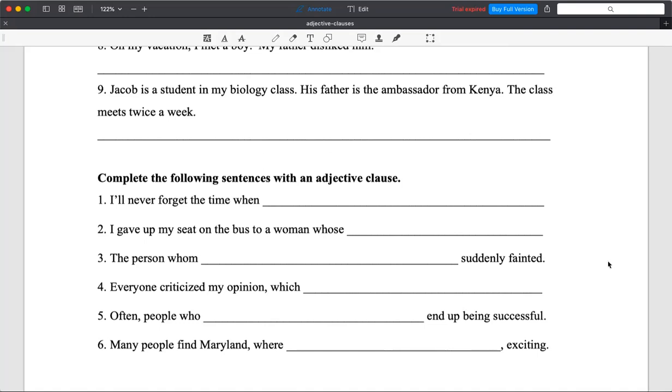I want you to complete the sentences with an adjective clause, number 1 to number 6. You can choose 3 of them, or you can do all of them if you want to practice more. Some of you guys are faster. I know that William is extremely fast. Lucas is extremely fast. So if you want to do more, do all of them. You can only do 3 of them for the good practice. Make sure that when you complete the sentences, the meaning should make sense. And it should be the appropriate adjective clause.